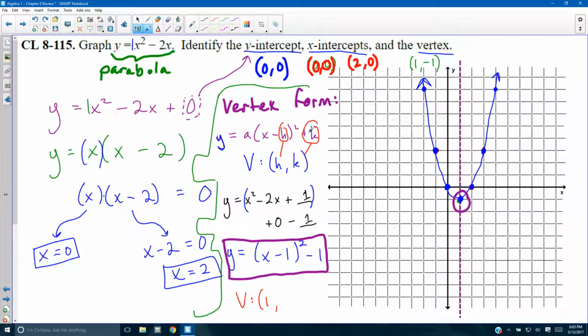This is a plus k. This is a minus 1. So I'm going to be adding negative 1. My k value is negative 1. So your vertex is at the point 1, negative 1. There it is. We found it again. That's another way. Okay, now back to my table talk.